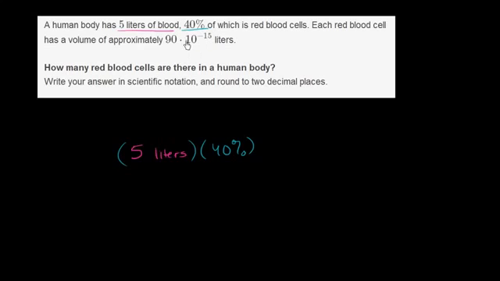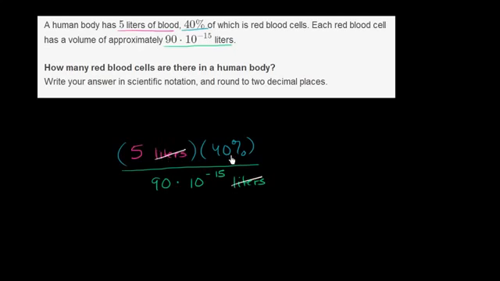So let's do that. Let's divide by the volume of each red blood cell. The volume of each red blood cell is 90 times 10 to the negative 15 liters. So let's see if we can simplify it. One thing that we can feel good about is that the units actually do cancel out. We have liters in the numerator, liters in the denominator, so we're going to get just a pure number, which is what we want. We just want how many red blood cells there actually are in the body. So let's just focus on the numbers here.